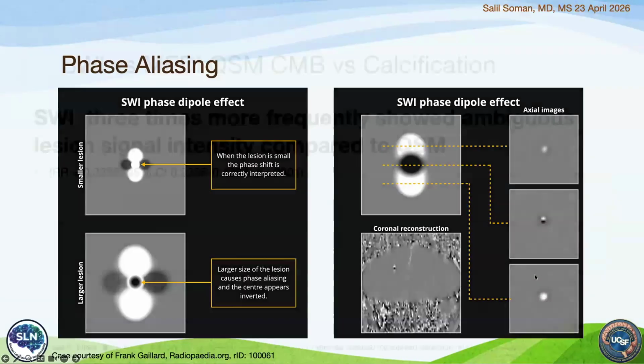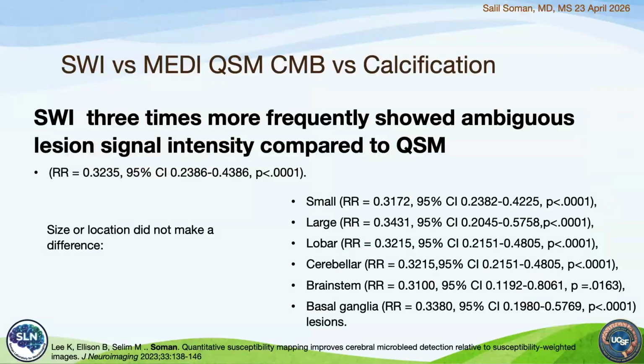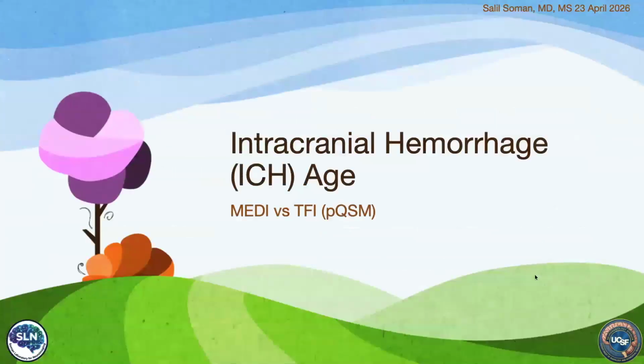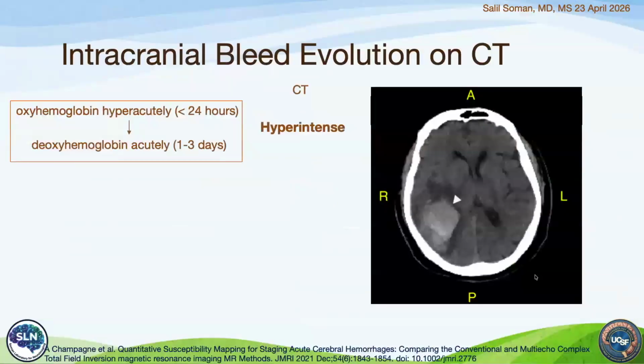Our group did a study where we compared a bunch of patients where we had the same raw data, made SWI and QSM, and basically found that you were 3 times more likely with SWI to have one of these indeterminate situations, relative to the QSM.